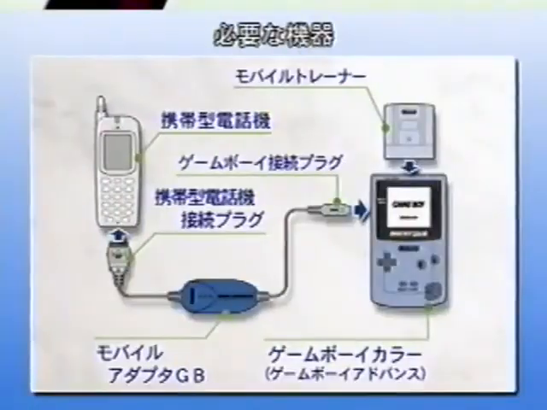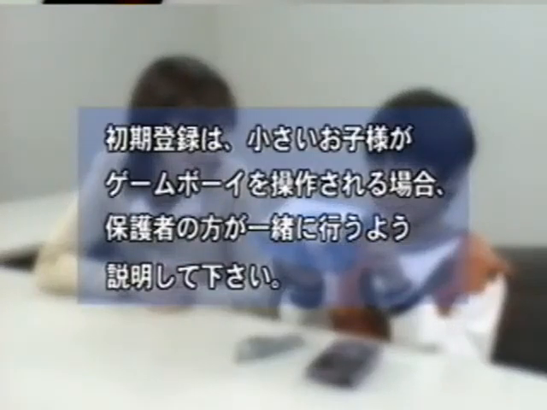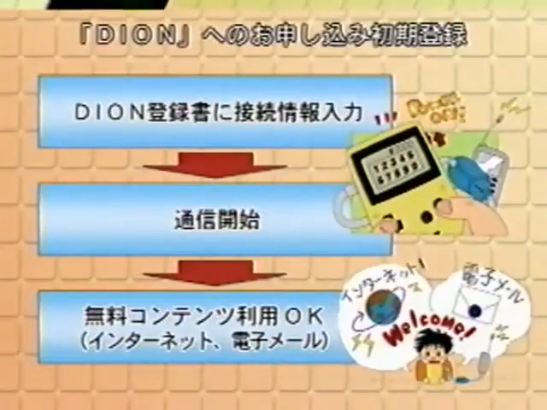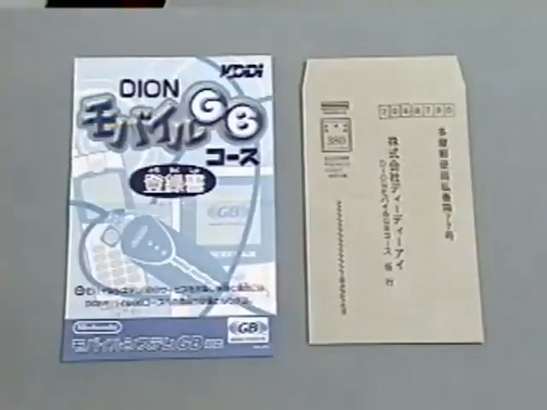Customers need to apply for the DION Mobile GB course to connect to the internet. To apply for DION, both initial registration with the included mobile trainer and Game Boy and system registration with a registration form are required. After completing the connection of the device, the customer will be asked to enter the connection information described in the DION Mobile GB course registration form and perform the initial registration. In the initial registration, if a small child will be operating the Game Boy, please explain that a parent or guardian must do so together. Once the initial registration is complete, you will be able to use free content and email services.